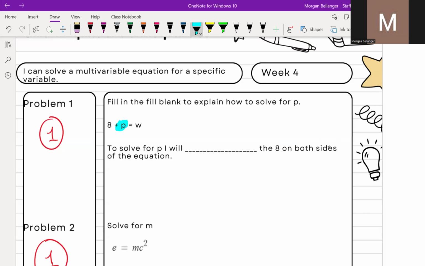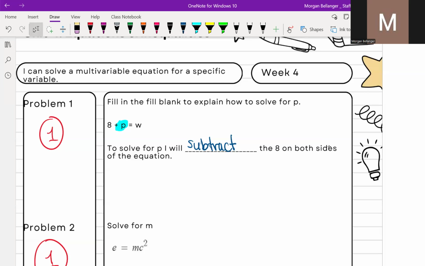So we're going to say to solve for P, I will subtract the 8 on both sides of the equation. So if you remember the "don't call me after midnight" stuff, you would have to first distribute, then combine like terms, move your variable to one side, and then add or subtract and then multiply and divide. So we don't have anything to distribute. We don't have anything where we combine like terms. And now we're trying to get the variable on one side by itself. So that is why we're getting rid of that 8 and moving it over.